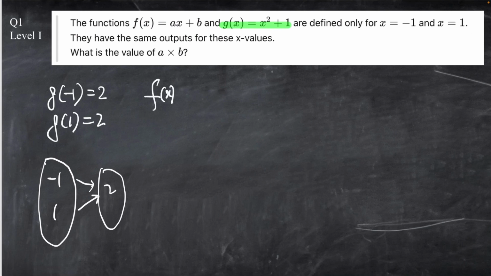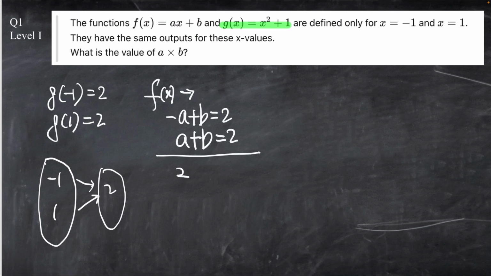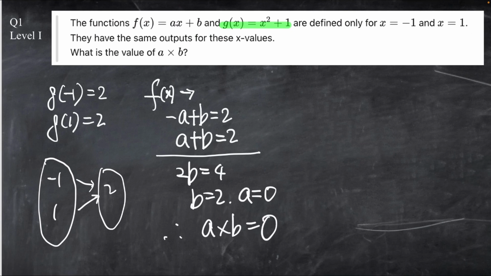Let's now plug values into f of x. When we substitute -1 into f of x, which is -a plus b, the result should be 2. Likewise, when we substitute 1, which gives us a plus b, that should also equal 2. If you solve these equations simultaneously, you'll find that b comes out to be 2. Once we know that b is 2, we can substitute it back and see that a becomes 0. Now, since the problem is asking for a times b, the answer is 0.